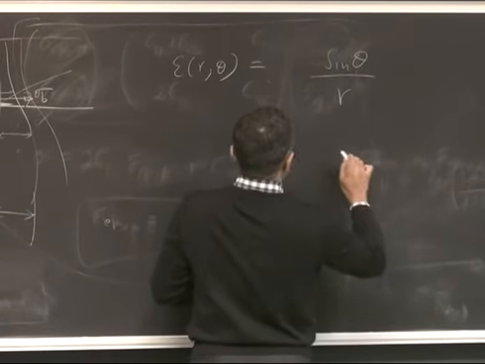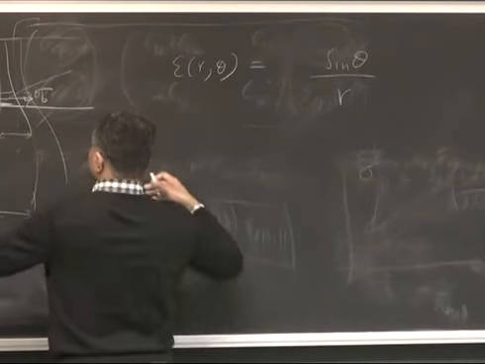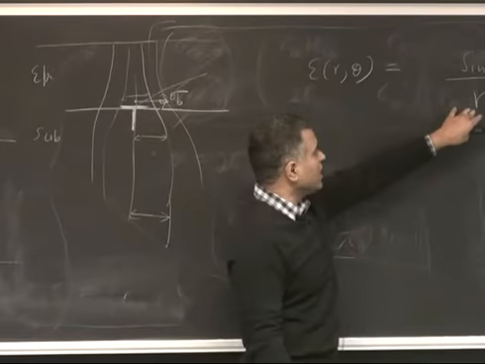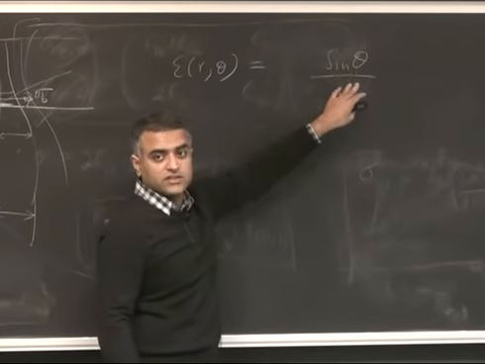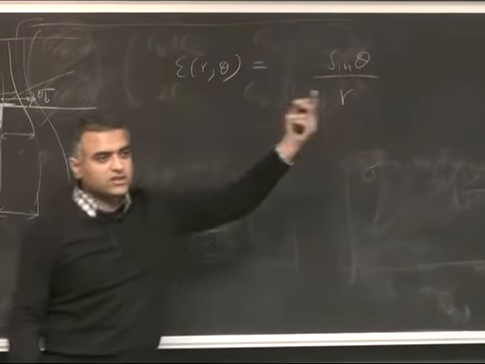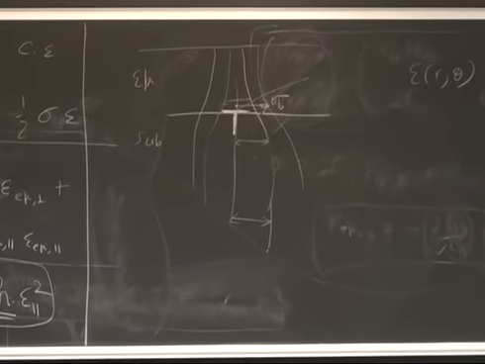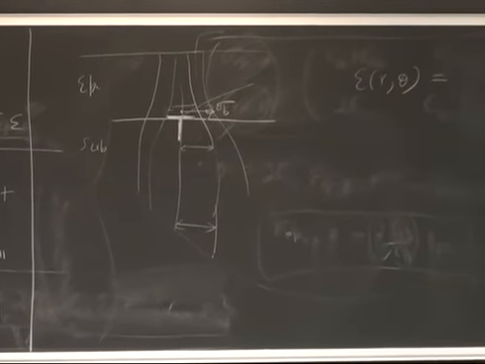Sine theta over r. Yeah, it will decay as you go far out, as 1 over r, and the angle dependence will be sine theta. Is that clear? It will decay as you go away, and I think Rocket's book had a picture of it. Yeah, there it is.